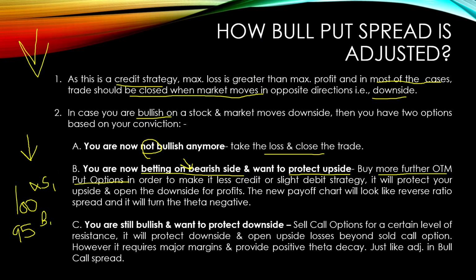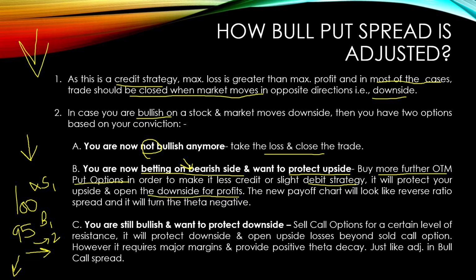Now if you are bearish on the stock, you can buy an additional lot of this option, that is, make it buy 2, and now this strategy will look like a bearish strategy. Now your downside is open and your upside losses are limited. We will see its payoff chart in the next slide, but by buying an additional OTM put option, this strategy will now turn into a debit strategy, and its delta will be reversed. First the delta was positive, now the delta will turn negative. It will protect your upside and will open the downside for profits.